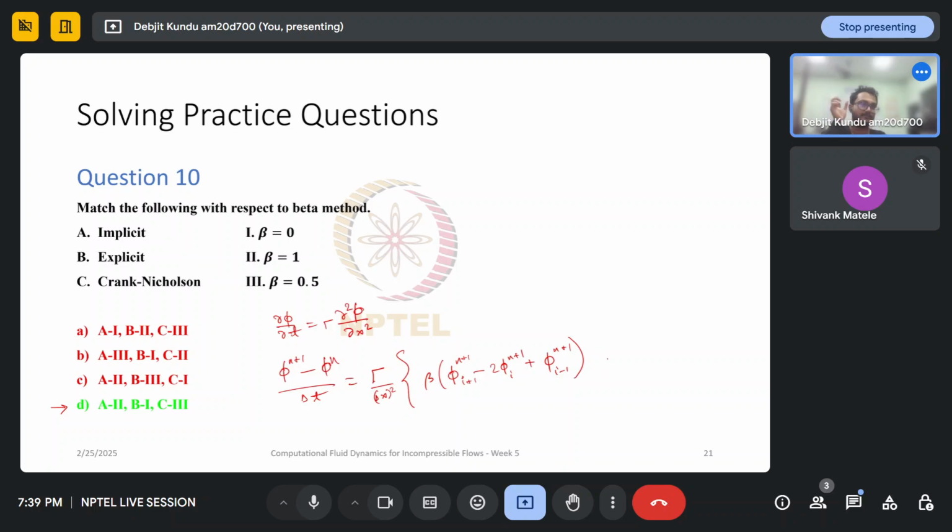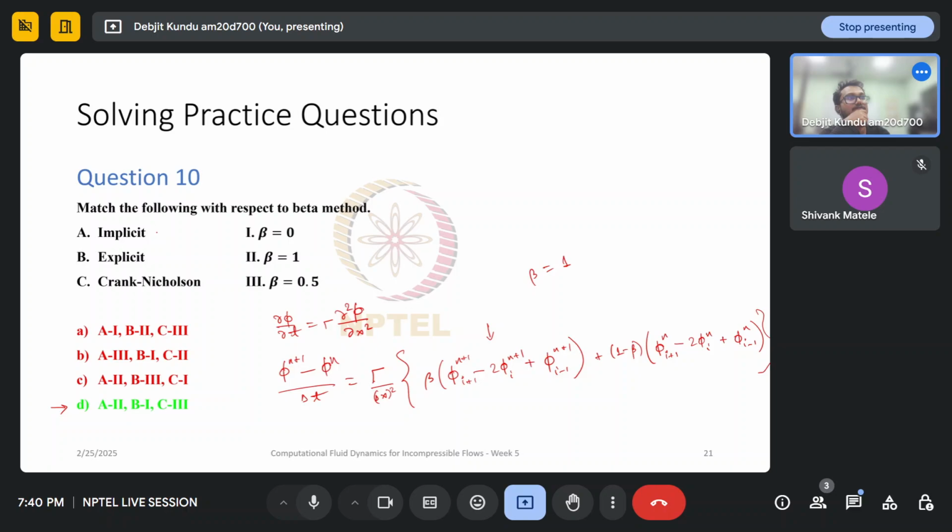This is the implicit part, at the n plus 1th time level. Then I have 1 minus beta into the explicit part, which is P_(i+1)^n minus 2 P_i^n plus P_(i-1)^n. That's what it is. So when beta equals 1, only this part remains and the other part becomes 0. Then it becomes an implicit method.